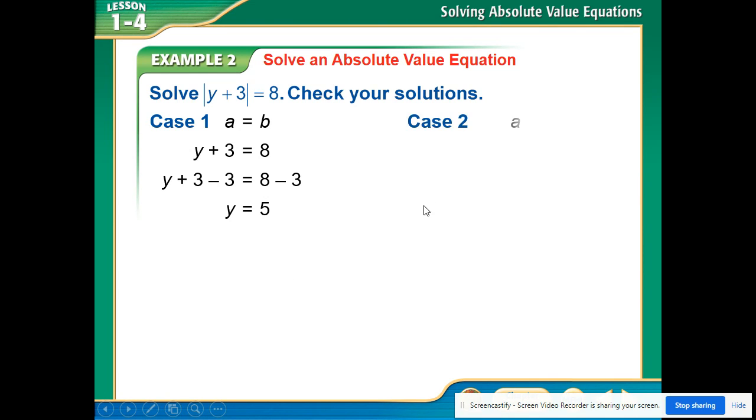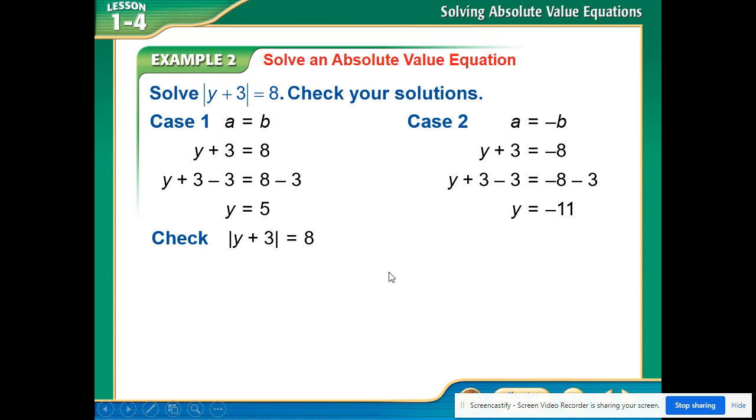Now let's do the other case. Now this is where it's the negative case. A equals -B. So we're going to go ahead and rewrite this. y plus 3, that stays the same, but now it's going to equal -8. So this time it equals positive. Over here it's negative. That is going to get us 2 answers. We will tend to have 2 answers. Sometimes the 2 answers, of course, would be the same, but this time they're not. We have 5 and -11, and those are our 2 answers.